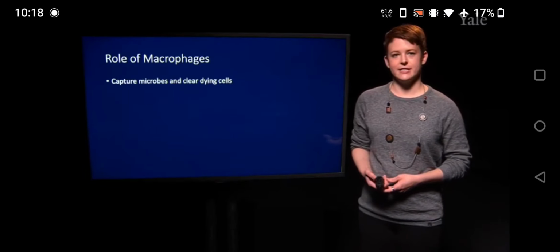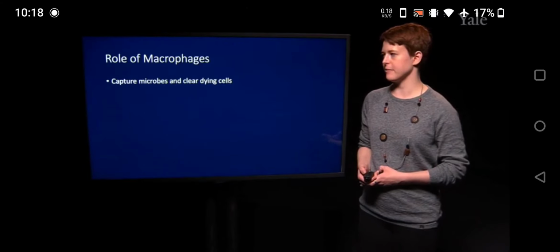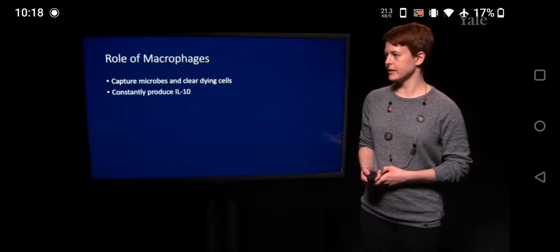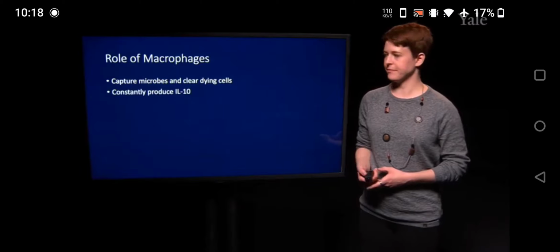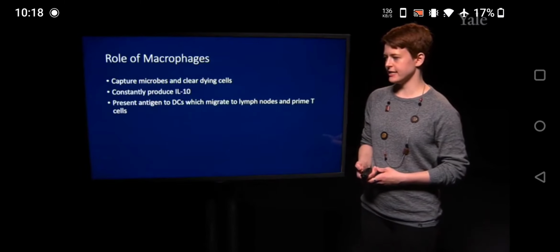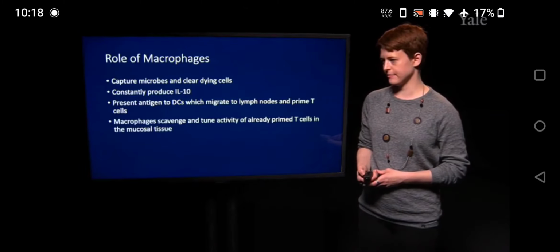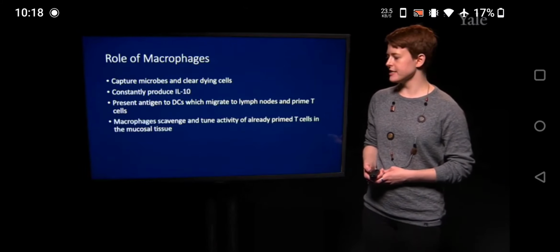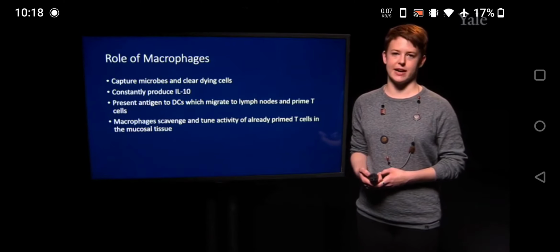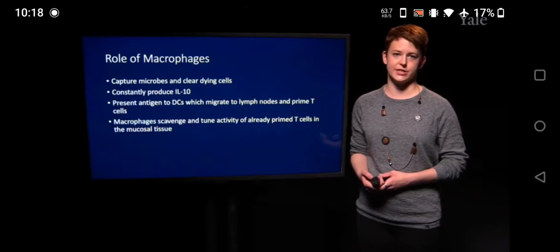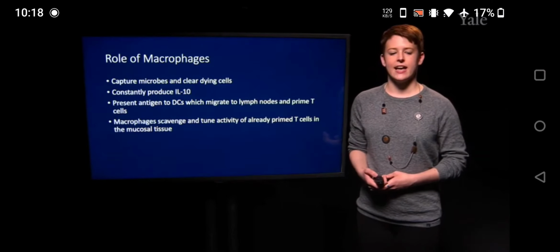So macrophages in the gut, as they would in other parts of the body, will capture microbes and clear dying cells. And in the gut, they constantly produce IL-10. And they present this antigen to DCs, which migrate to lymph nodes and prime T cells. So these macrophages are important for scavenging and tuning the activity of the already primed T cells as well in the mucosal tissue. And they help form the balance between immune reactivity and immune tolerance.